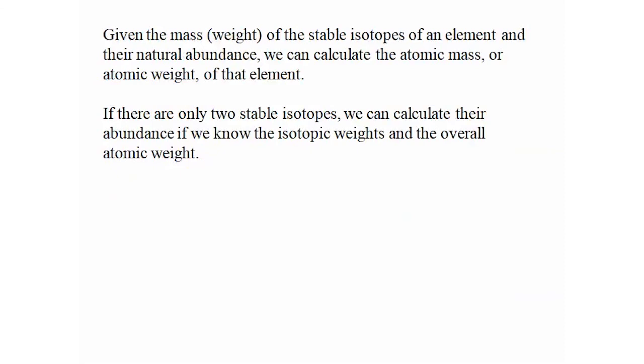Given the mass or weights of the stable isotopes of an element and their natural abundance, we can calculate the atomic mass or atomic weight of that element. Also, if there are only 2 stable isotopes, we can calculate their abundance if we know the weights of the isotopes and the overall atomic weight.